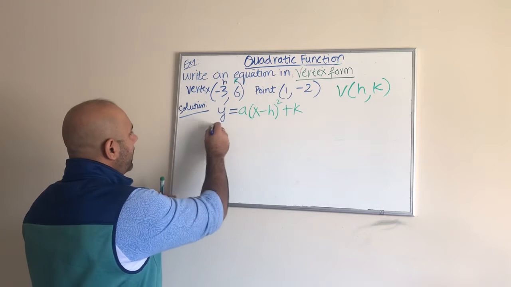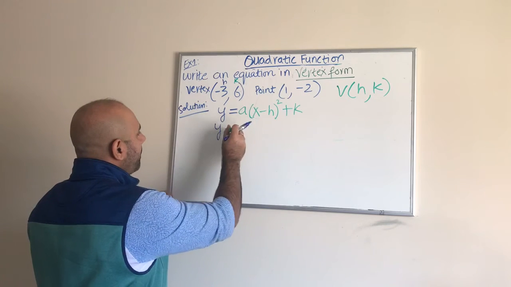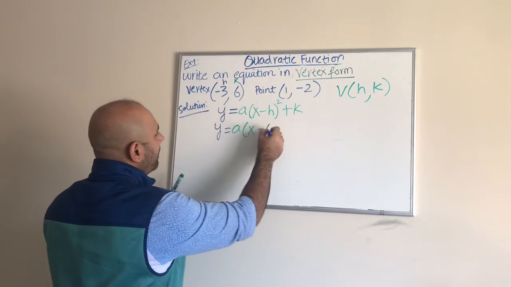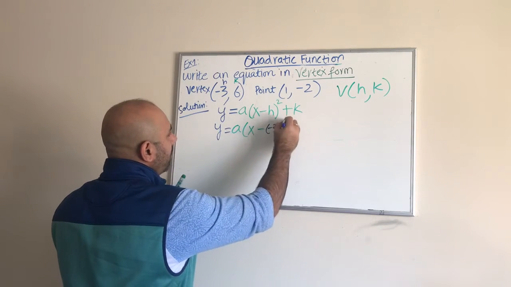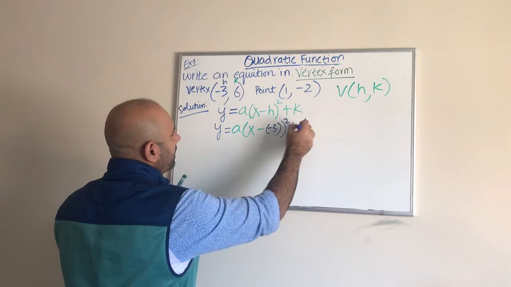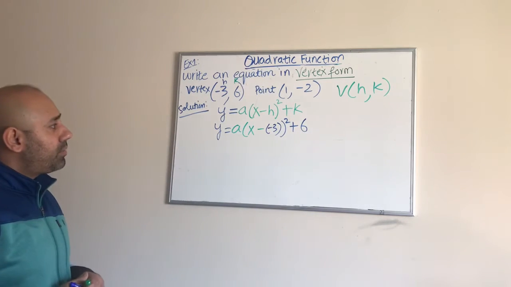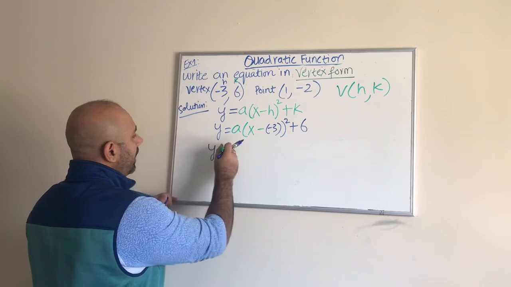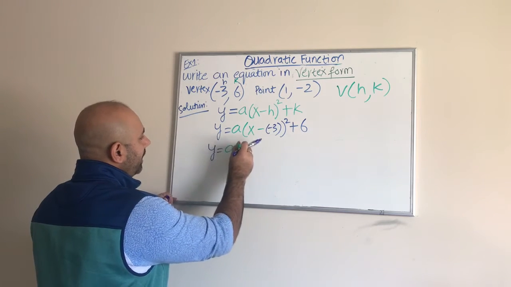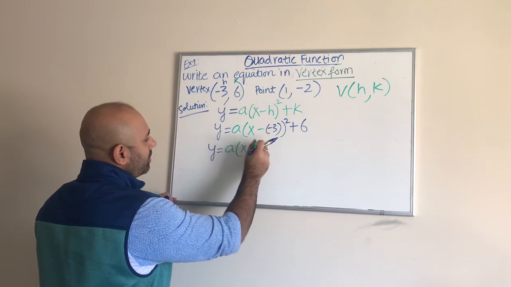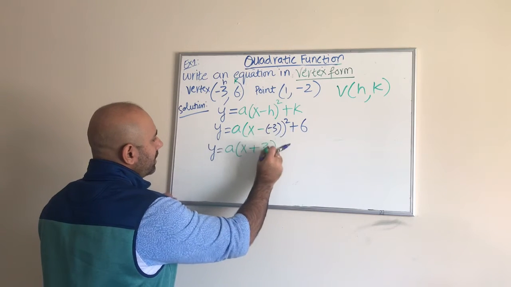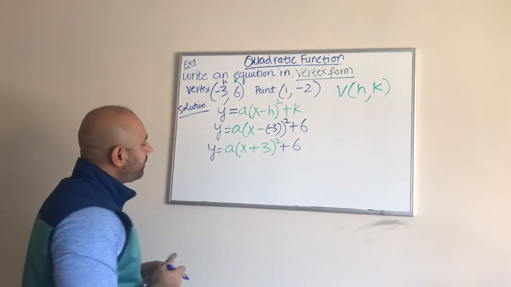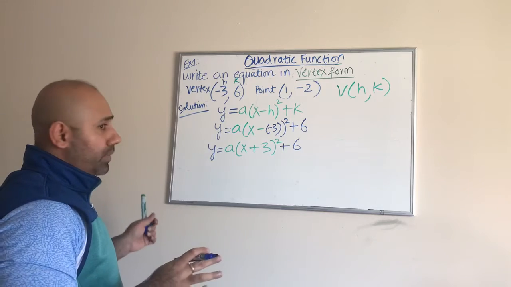We have y = a(x - (-3))^2 + 6. I just substituted the values for h and k. Let us simplify this further. I get y = a, I don't have the value for a yet, then I have x, and negative becomes positive, so it's x + 3, and then square it, and then I still have plus 6. Okay, so far so good.